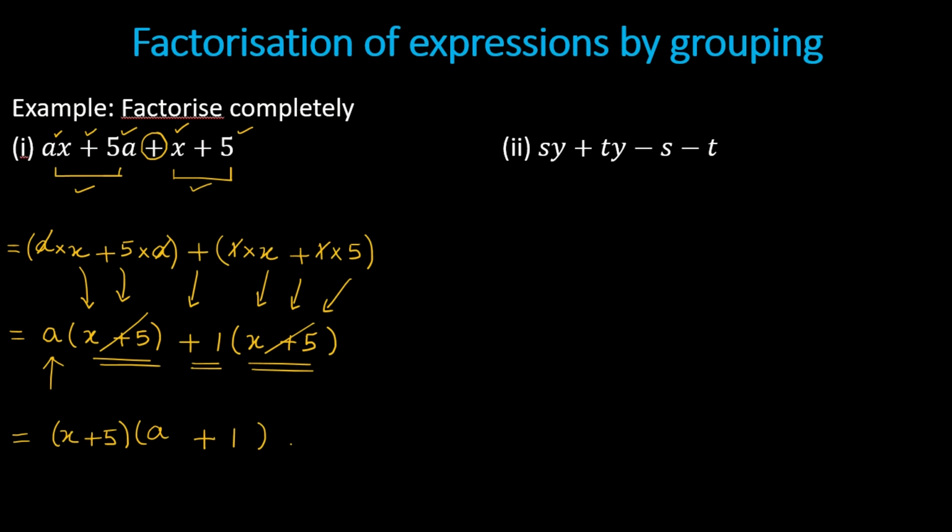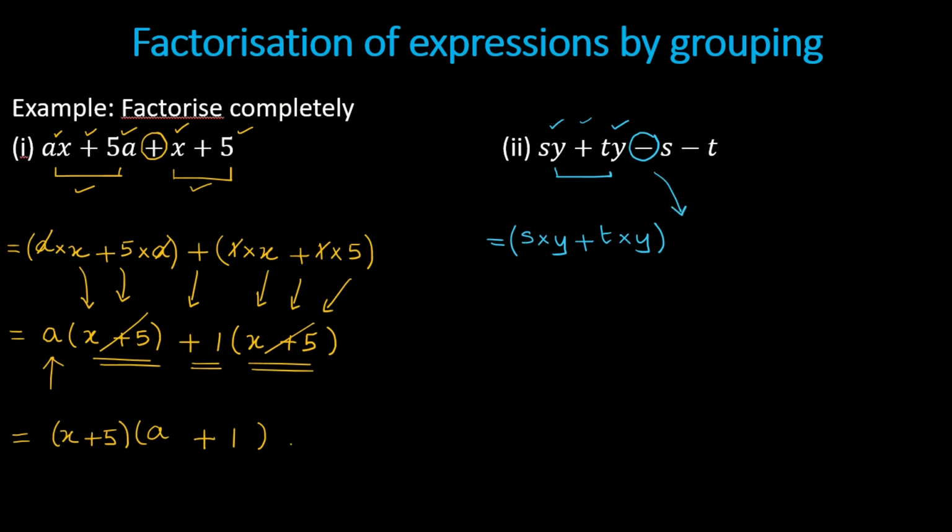We have sy plus ty minus s minus t, right? Again we write the expression in expanded form. The first two terms, sy is simply s times y plus ty is t times y, right? Now there is a minus here.